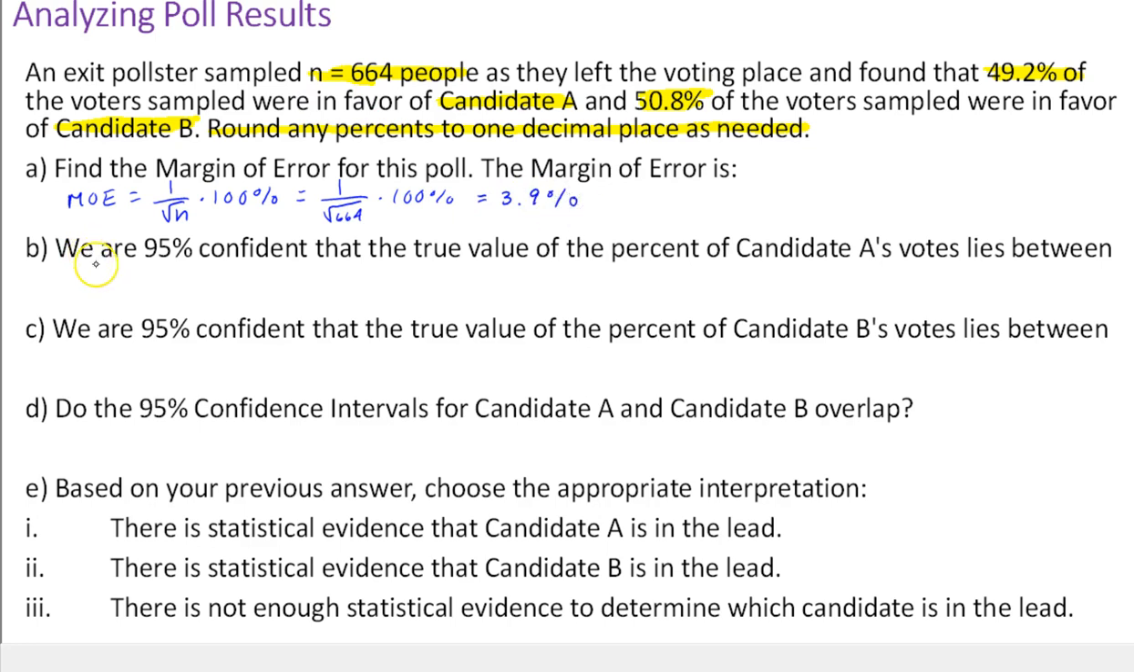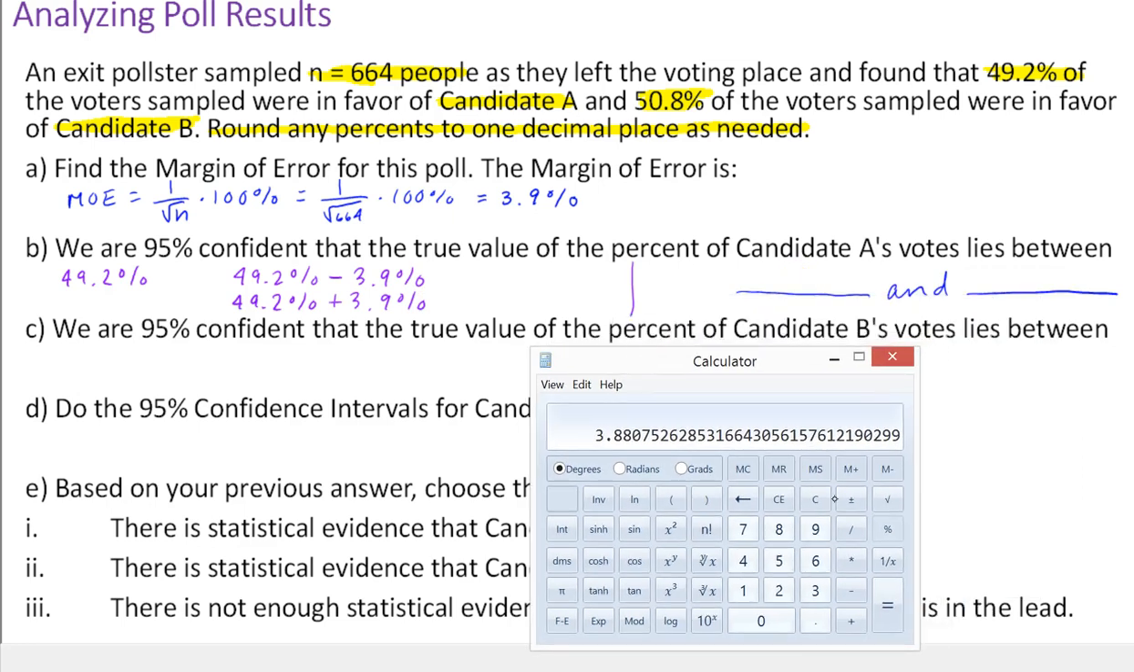Now in part B, it says we are 95% confident that the true value of the percent of candidate A's votes lies between. So we want to find the bounds of the confidence interval. We're going to put between here and here. Let's make a spot for it, and we're going to show our work here to the left in purple. Okay, so we know that candidate A's proportion of votes or percentage is 49.2%. The lower bound of the confidence interval will be 49.2% minus the margin of error, and the upper bound will be 49.2% plus the margin of error. So now let's find those two values.